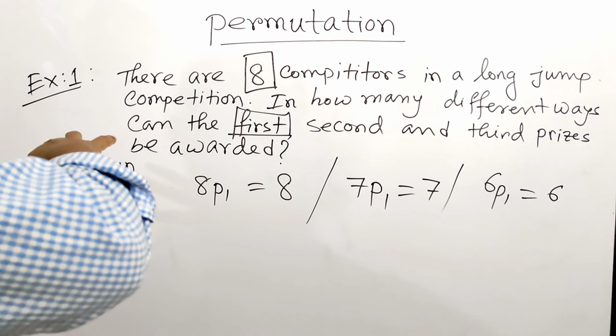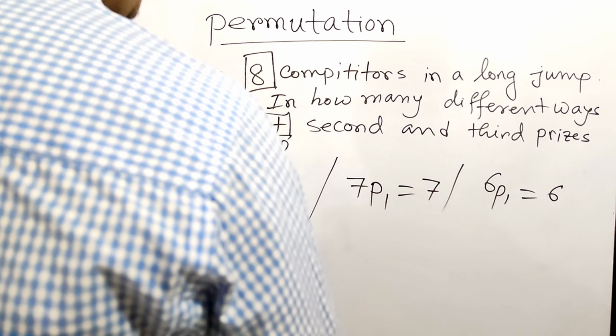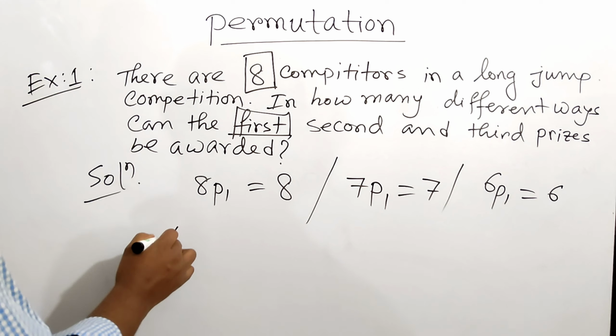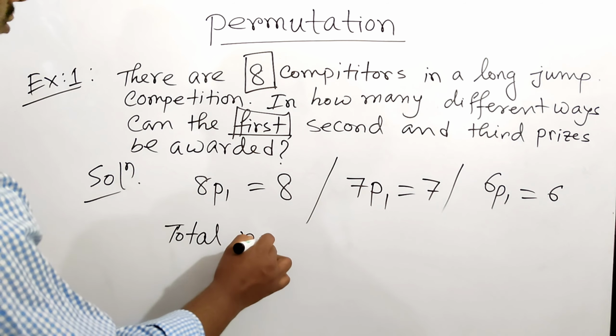When you consider these whole things together, you just multiply these different ways. So the answer, the total number of ways, is 8 multiplied by 7 multiplied by 6. 8 sevens are 56, multiplied by 6, that is 336. That means you can select 3 persons for the first, second and third prize in 336 ways.